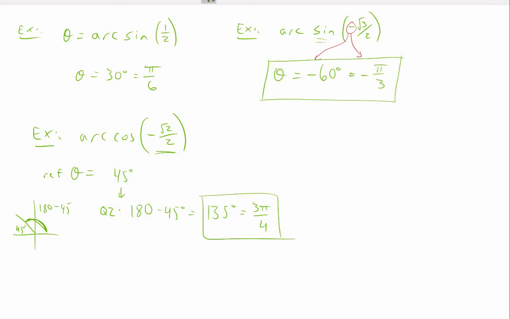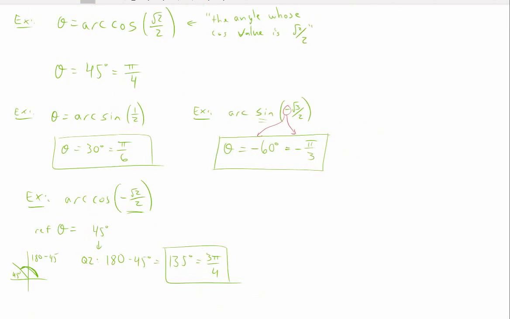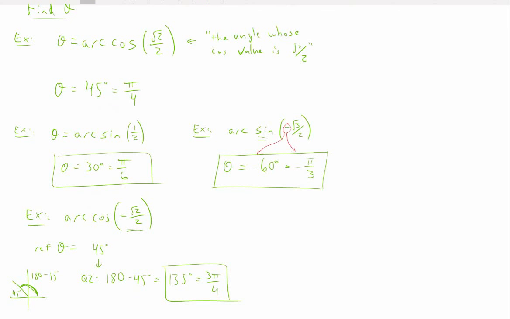Okay, so to actually evaluate an inverse trig function is really straightforward. We're just trying to find the angle whose function value is equal to the ratio that's indicated. And then we just have to be careful when there are negative ratios that we apply our answer into the appropriate quadrant. For arc sine and arc tangent, we'll put it into quadrant 4. And for arc cosine, we'll put it into quadrant 2.